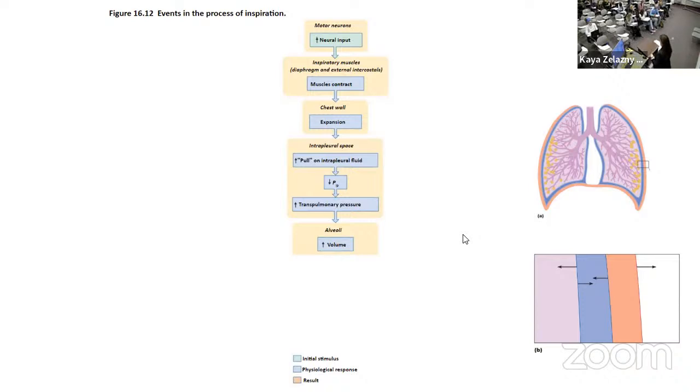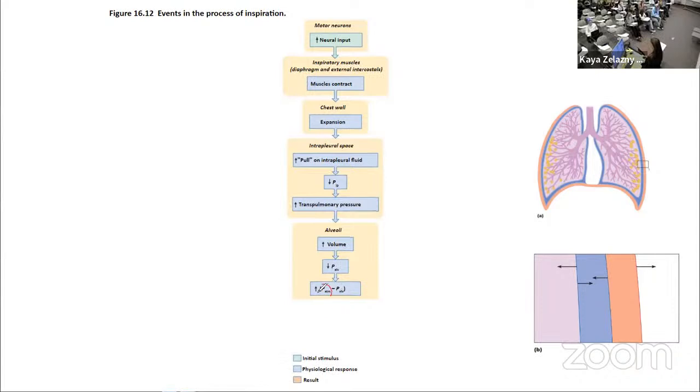So they're increasing their volume. When we see an increase in volume, that means we're going to see a corresponding decrease in pressure until something moves in or out. This is how we make our intra-alveolar pressure go down.